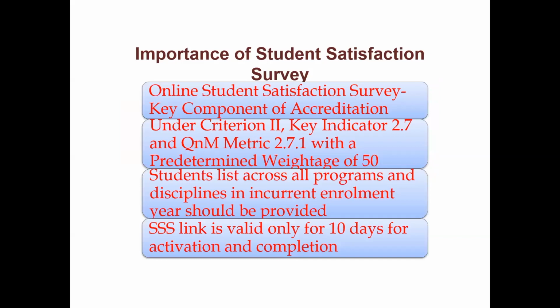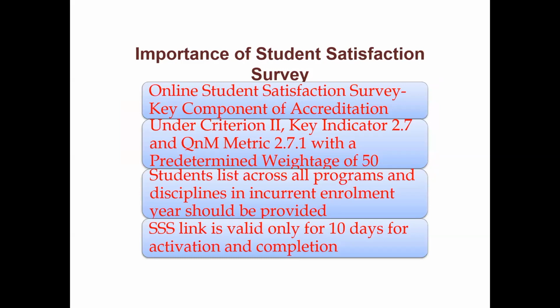So what happens in this student satisfaction survey? Student satisfaction survey is a part of the second criteria. The metric number is 2.7.1. So here the details of all the students, the currently enrolled students across all the programs, have to be provided.